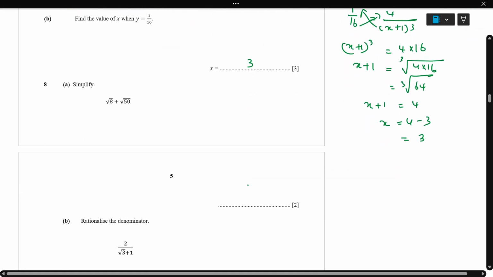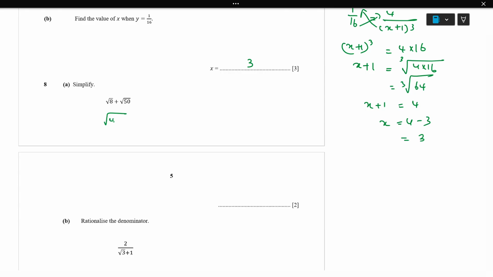Next, simplify square root of 8 plus square root of 50. So square root of 8, we can write as a square number multiplied, which is 4 times 2. Plus here we can write 25 times 2. So square root of 4 is 2, so 2 root 2, plus square root of 25 is 5, 5 root 2, which is 5 plus 2, 7 root 2. The answer is 7 root 2.